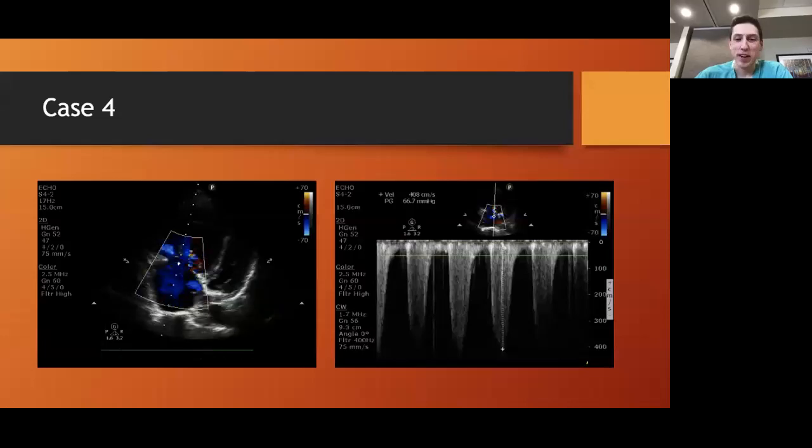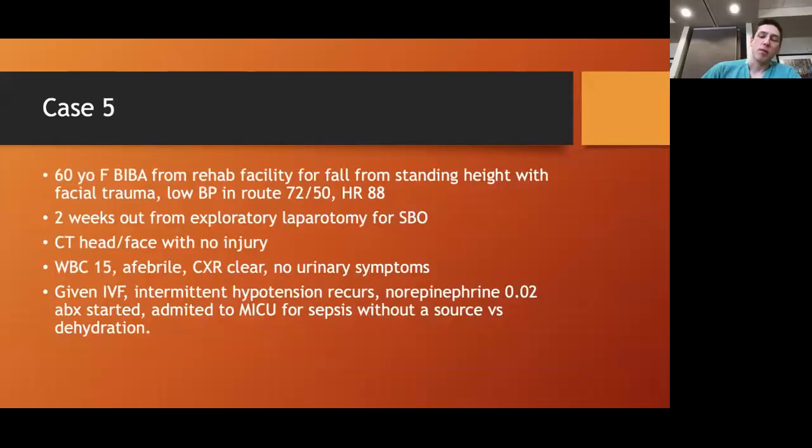All righty, so let's move on to case 5. So this is a 60-year-old female who was brought in by ambulance from a rehab facility for a fall from standing height. She suffered some facial trauma and en route had a low blood pressure of 72/50 with a heart rate of 88. Of note, she is 2 weeks out from an exploratory laparotomy for a small bowel obstruction.